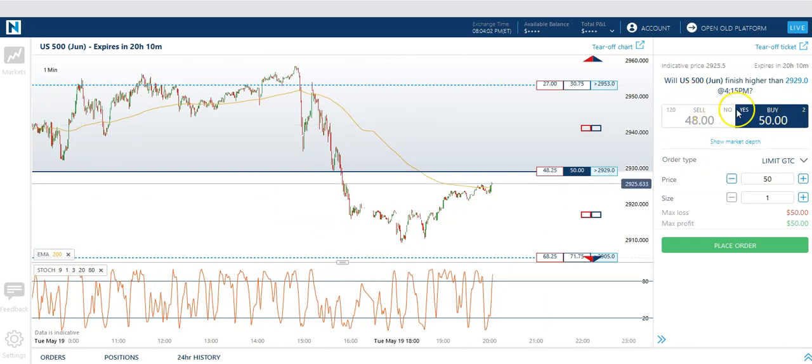So essentially what we're saying is, if I think we're going to close above 29.29 by tomorrow afternoon, I could buy this contract for $50. My max loss is 50. My max profit is 50, okay? All I need in cash capital is $50.